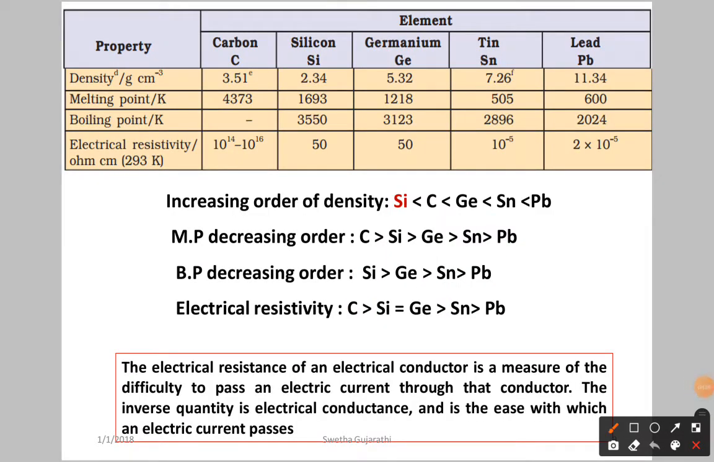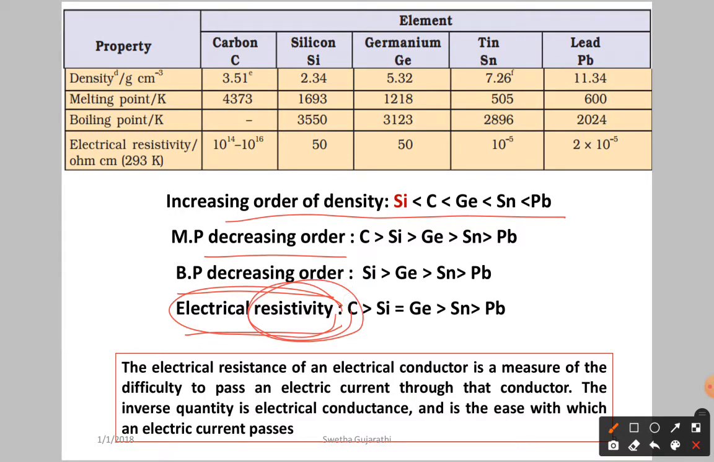Now the density order, then the melting point decreasing order, boiling point decreasing order, and electrical resistivity. Electrical resistivity is the opposite of conductance. Conductance means flow of electrons, but resistivity means difficulty in passing electricity. The electrical resistance of a conductor is a measure of the difficulty to pass electric current through that conductor.